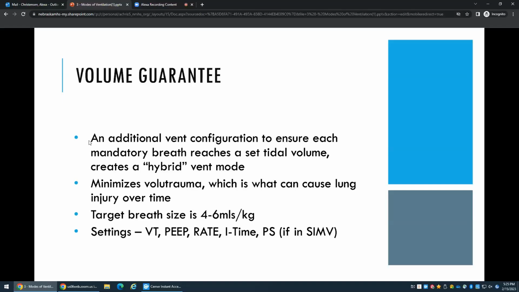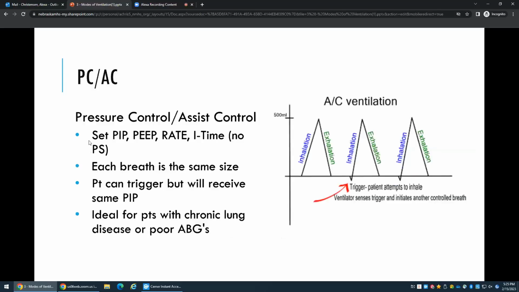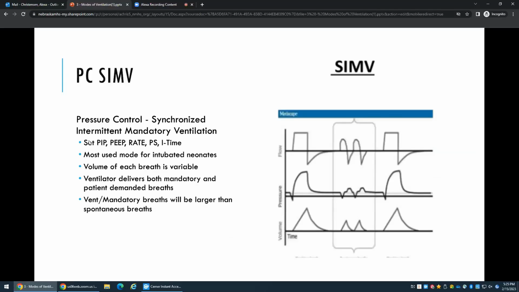What is volume guarantee? Volume guarantee is just, we are going to set a volume instead of a PIP. So these previous two modes I was on, you can be in PC SIMV, but instead of a PIP, you have a tidal volume. It's the same thing, but now we want a set tidal volume, not a set PIP.